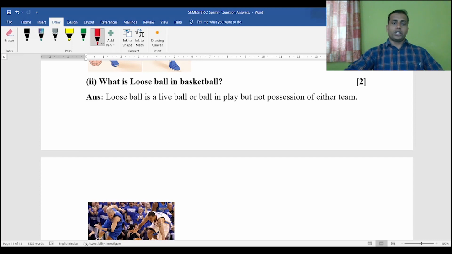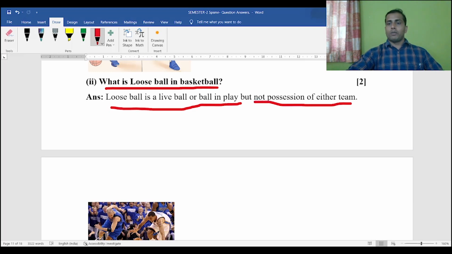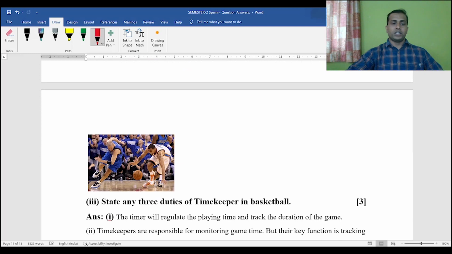Now the next question is, what is a loose ball in basketball? That is also a very good question. A loose ball is a live ball or ball in play but not in possession of either team. As you can see in this picture, both of the opponent players are trying to take the ball, but the ball is not in the possession of anybody.